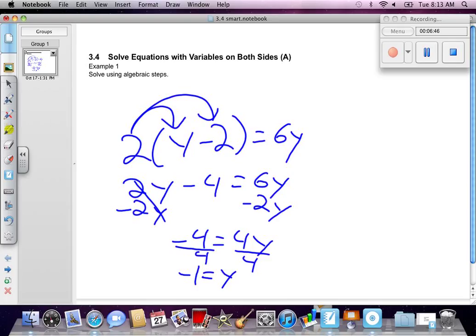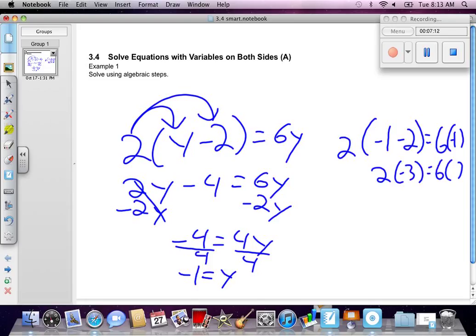Now I'm going to plug it back in. Wait, how do we get a negative? A negative divided by a positive is negative. Negative 4 right here. 2 times negative 2 is negative 4. So 2 times negative 1 minus 2 equals 6 times negative 1. Negative 1 minus 2 is negative 3. 2 times negative 3 equals 6 times negative 1. Negative 6 equals negative 6.